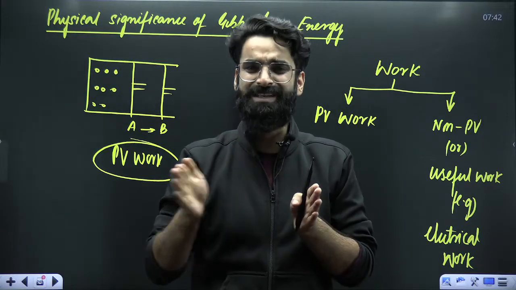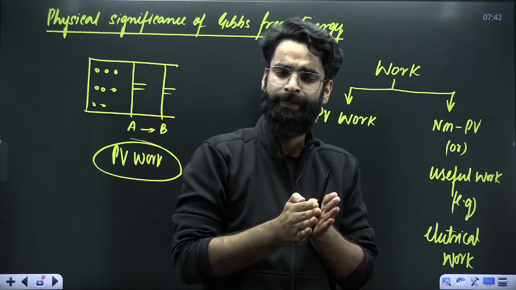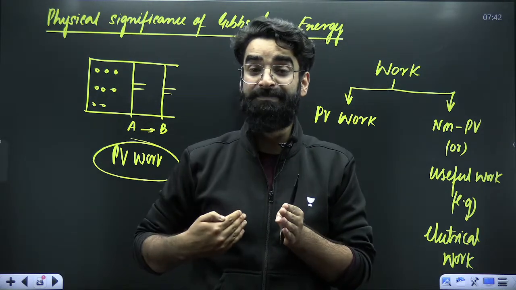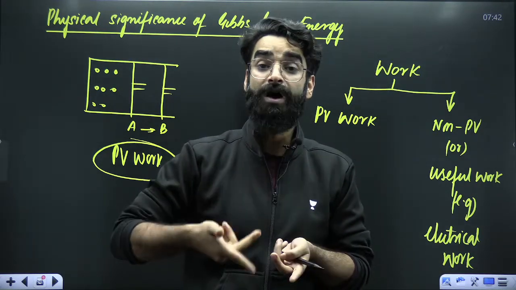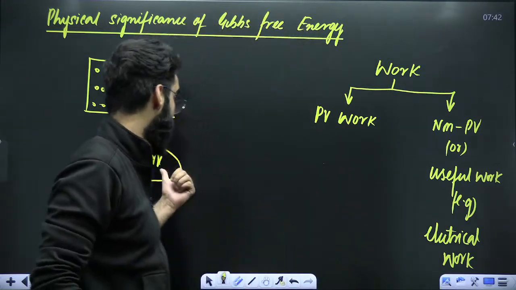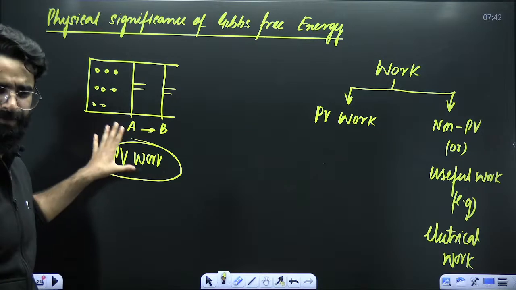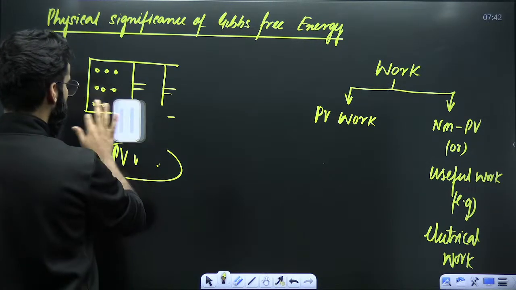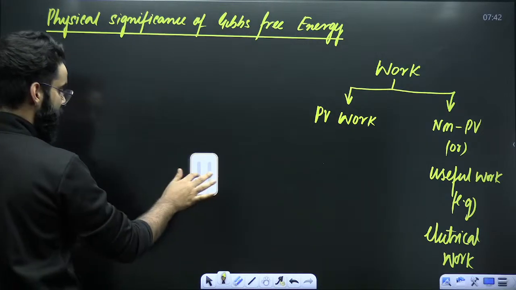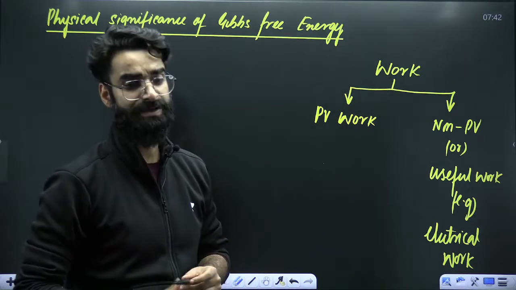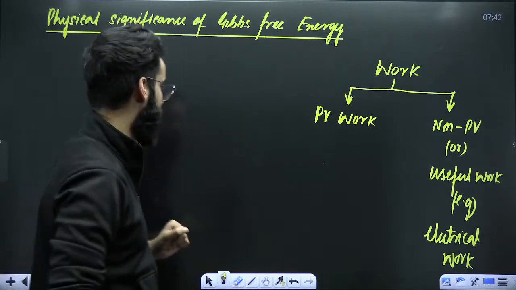Whenever you see the piston moving either outwards or inwards, exchange of energy between system and surroundings takes place in the form of work. And which work is that? That is the pressure volume work I'm talking about. So over here, energy between system and surroundings is exchanged in the form of pressure volume work. Now, what is this non-PV work? What is this useful work? Let's try to understand what this useful work is all about.